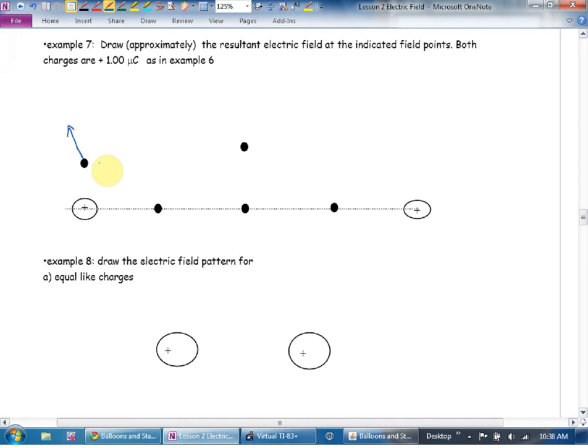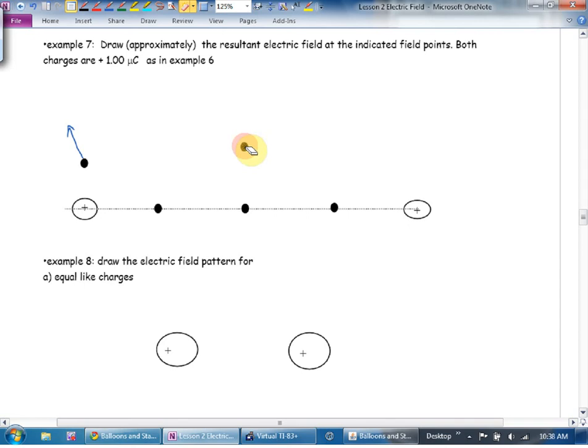What about right here, dead center? It's getting pushed this way by this charge. What do you think the net or the resultant electric field right there is? There's an equilibrium point. Nothing.